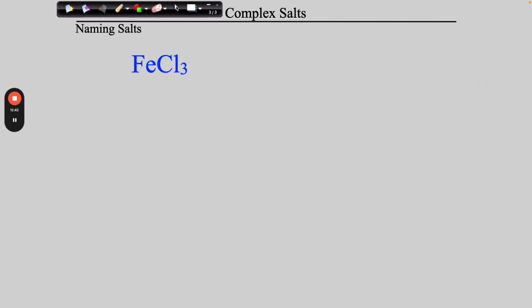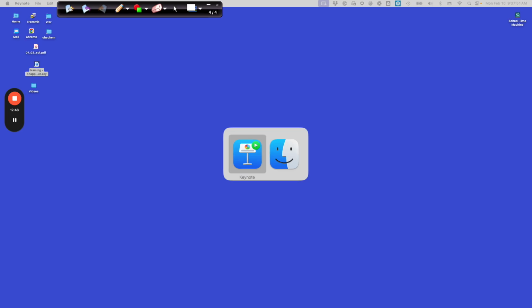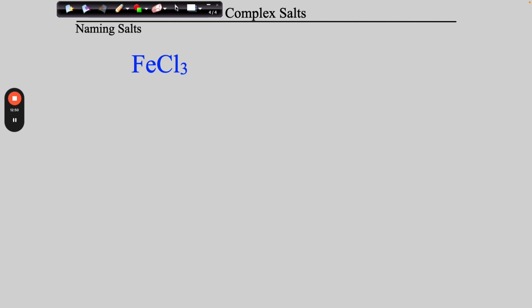So we're going to do this. Oh, my poor board. All right, so gang, the next one that we're going to do is Ni3(PO4)2.